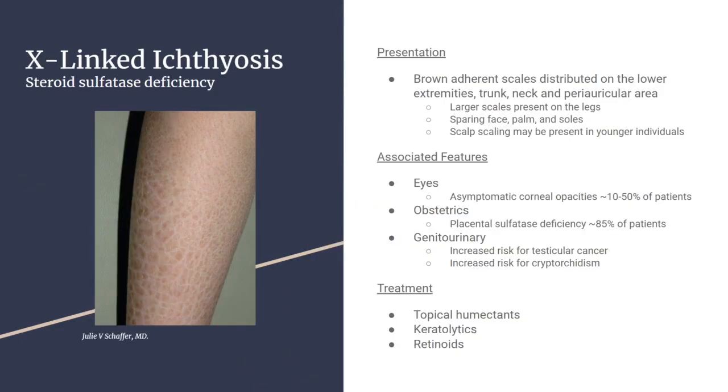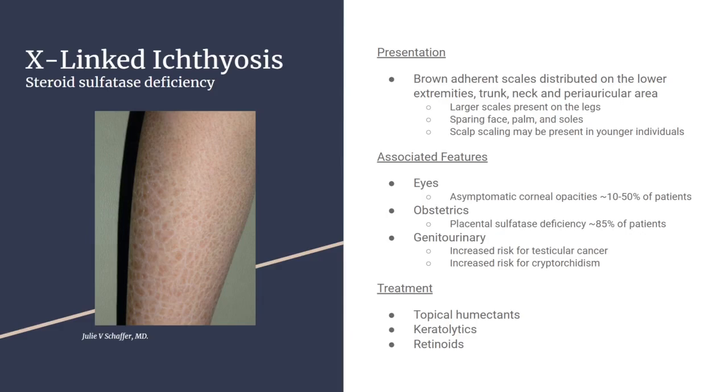Moving on, we have steroid sulfatase deficiency or X-linked ichthyosis. So X-linked ichthyosis has brown, darker adherent scales in the lower extremities. Some would argue a little more severe. They're usually larger. They spare the face, palms, and soles, and scalp scaling might be present.